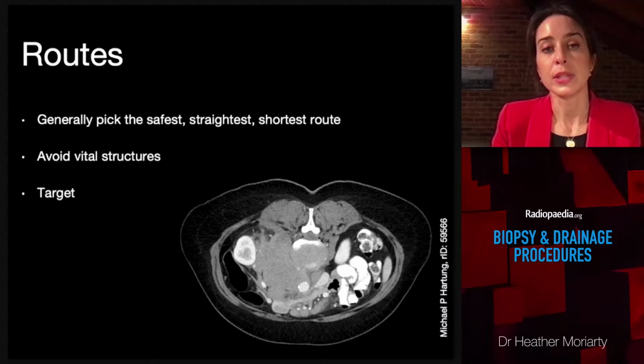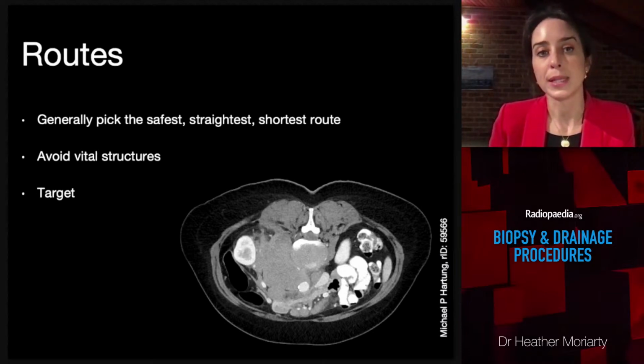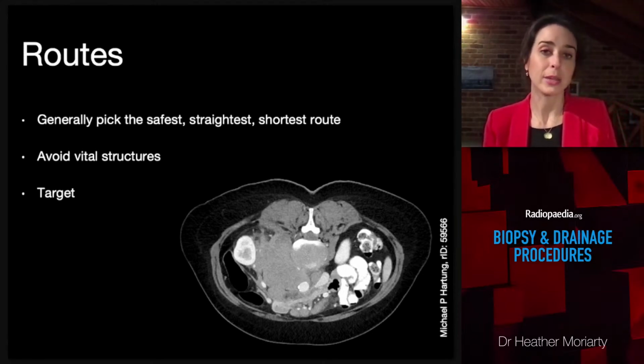Selection of an access route is obviously critical. Generally, you want to pick the safest, straightest, shortest route and avoid all risky structures like lung fissures, bullae, vessels, or whatever may be close by. Usually, the less angulation, the better, so perpendicular is ideal when possible.